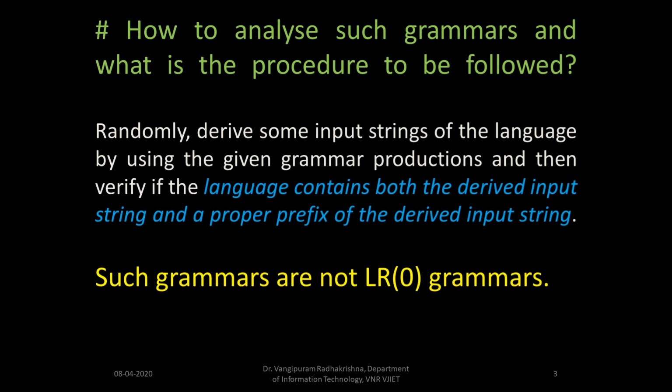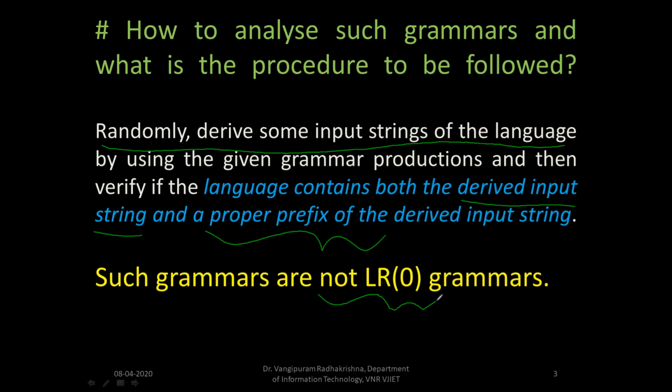So the objective is to randomly derive some input strings of the language by applying the given grammar productions. And if we verify that the derived input string, which is randomly chosen, has a proper prefix in the language, then we can say that the grammar is not LR(0).